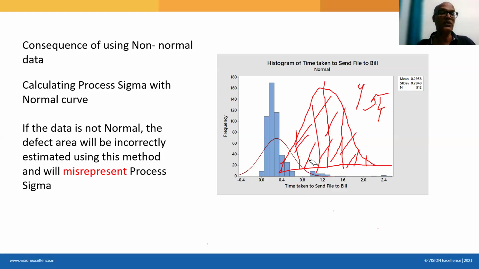Now, the problem here is that if you don't have normal data, your conclusions will go wrong. If your data is not normal, the defect area will be incorrectly estimated, and you will misrepresent the process sigma. That's what we are talking about in sigma, right?